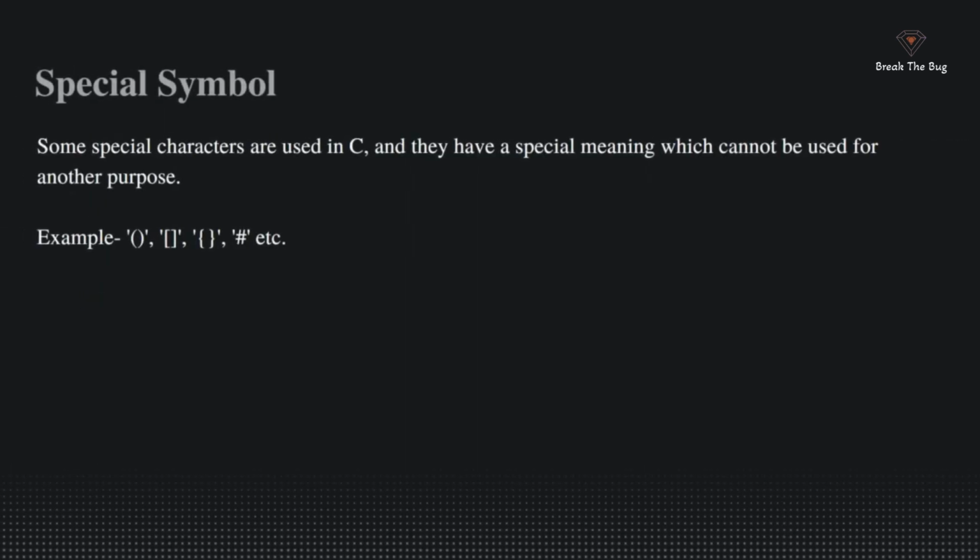Now, what are special symbols? Special symbol characters are used in C and they have a special meaning which cannot be used for another purpose. These are most important for the C language. Examples are braces, hash, and semicolon. Hash is used in the preprocessor, as we saw in our past videos, and semicolons are used at the end of every line.